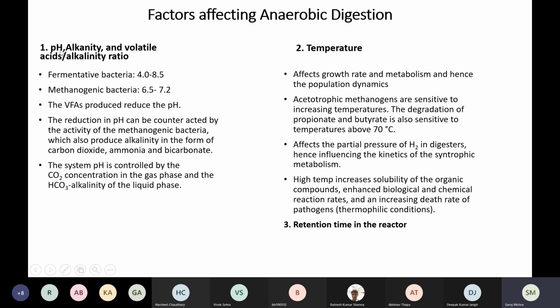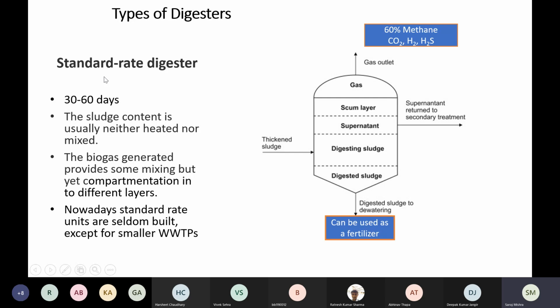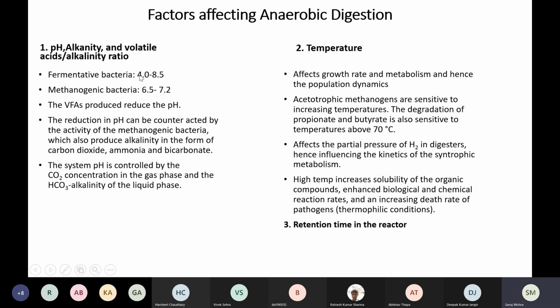Number one, the pH of the process is extremely important. That's the same as alkalinity and the ratio of volatile fatty acids to alkalinity. The reason why all of these are important is because the fermentative bacteria operate within a pH of 4 to 8.5, so it has to be slightly acidic, whereas the methanogenic bacteria operate best in a narrow range of 6.5 to 7.2. So anytime the pH goes outside of this range, it's not favorable for the methanogenic bacteria. So pH has to be controlled.